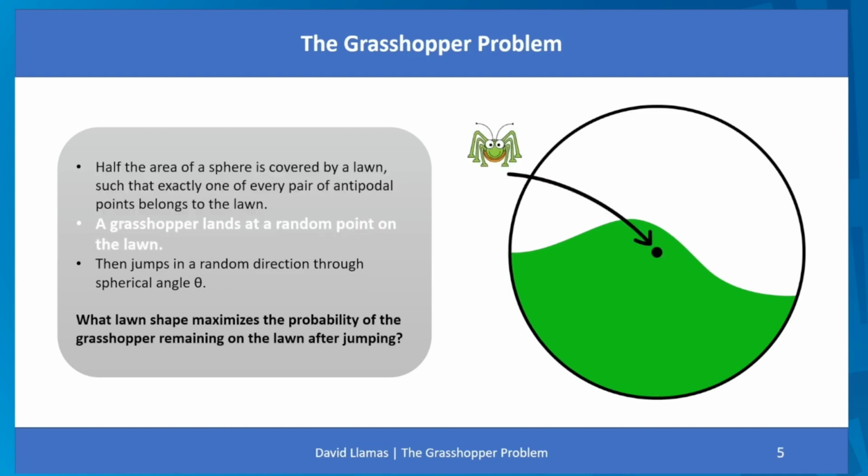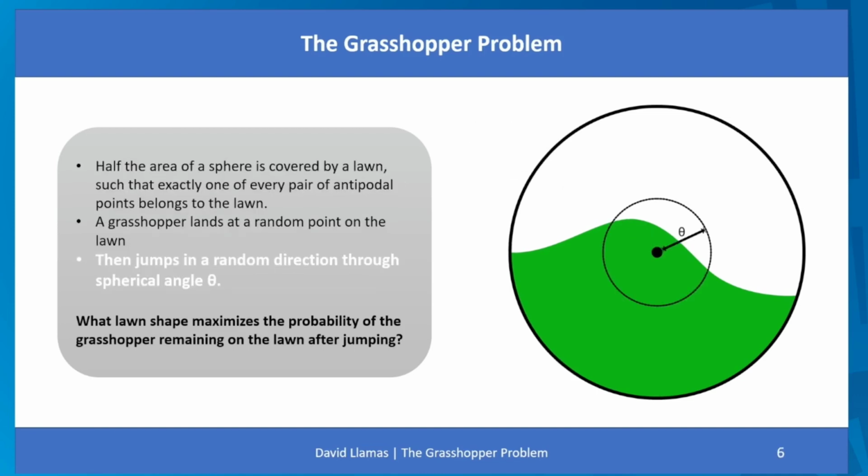From here, a Grasshopper will randomly land on this lawn and then jump at a set angle theta away in a random direction. And the question is, what shape of lawn will maximize the probability of this Grasshopper landing on the lawn? I want to clarify that there is no need for this lawn to be contiguous. The only property it needs to have is that it meets the first antipodal condition we described above.